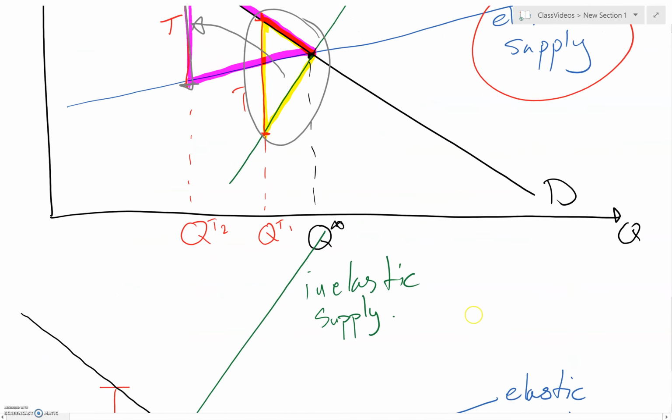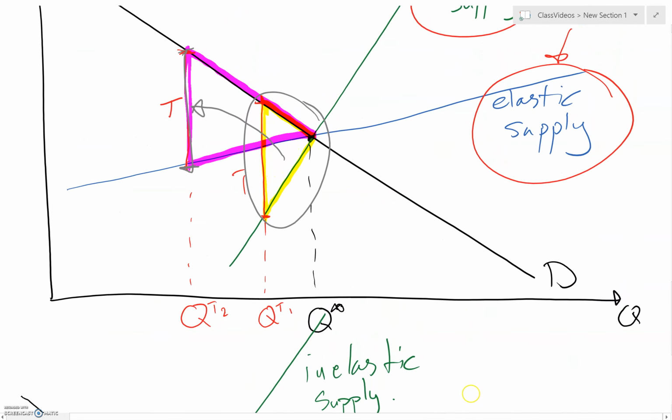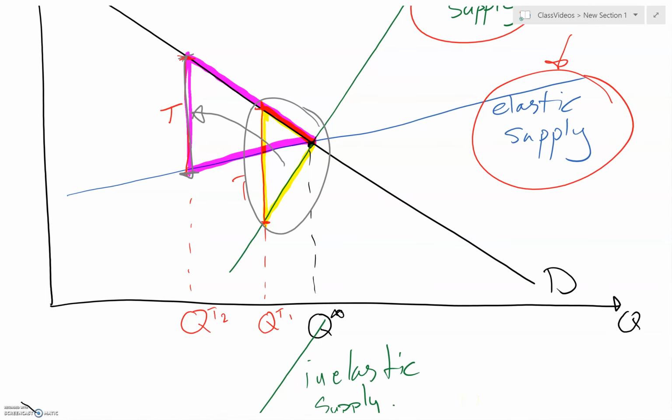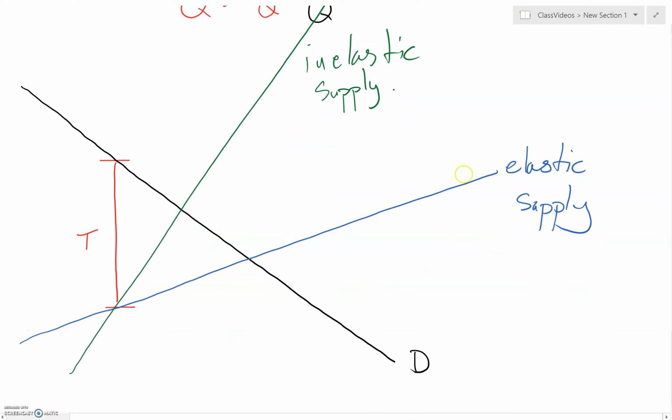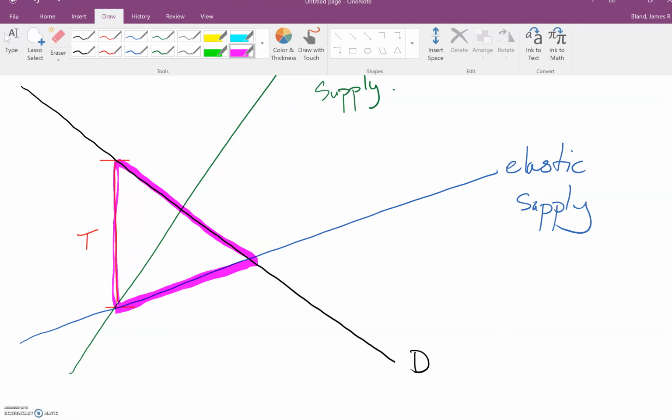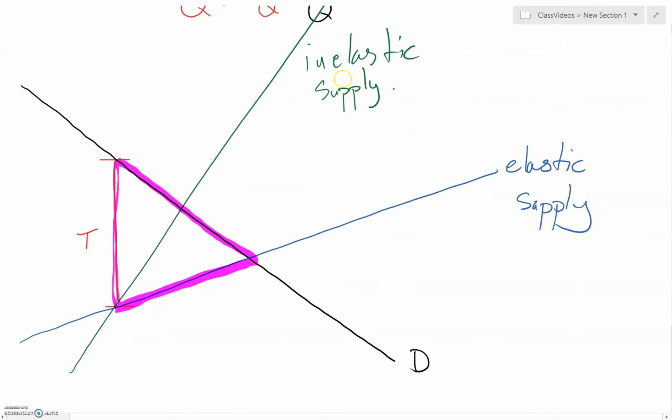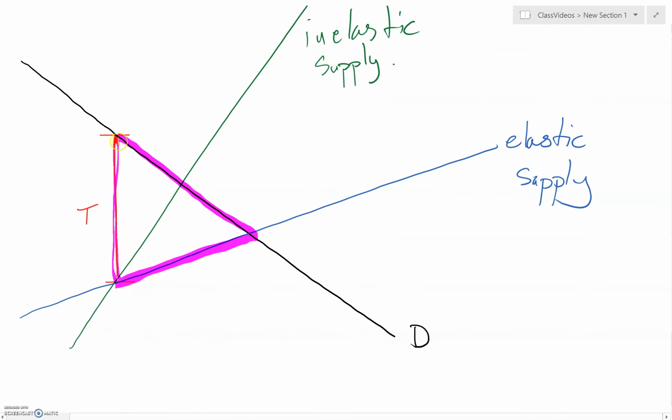Okay, so my elastic supply, that was the pink triangle in my previous diagram, so let's make it the same color here. There's my deadweight loss for my elastic supply. Well, what about the inelastic supply? Did I use yellow there? Yes, good. That's just going to be this triangle here.